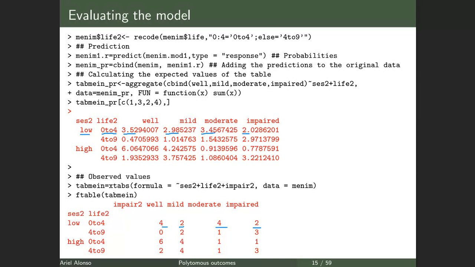So if you have low socioeconomic status, but between 4 and 9 events, the model predicts, well, 0 individuals doing well, exactly what we saw with the data, about 1 having mild symptoms. Well, in the observed data, this was 2. Here you have 1.5, about 2 with moderate. Here we got 1, and here 3 impaired individuals. So if you compare these two tables, you see that the model doesn't seem to be doing that bad.